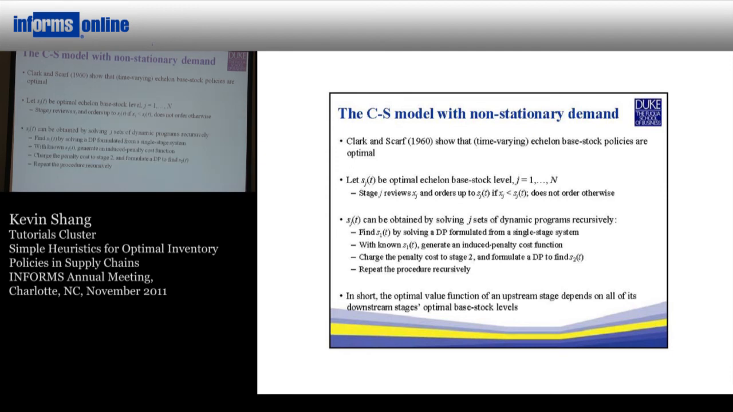And how do we get this base-stock policy? Again, I kind of gave you a quick summary already. Your optimal base-stock level can be obtained by solving J sets of dynamic programs recursively. You solve stage 1 for each T, and then after you know this, you can generate an induced penalty function every period, and then you plug in your DP and you solve your stage 2, etc. Okay? So it's quite complex.